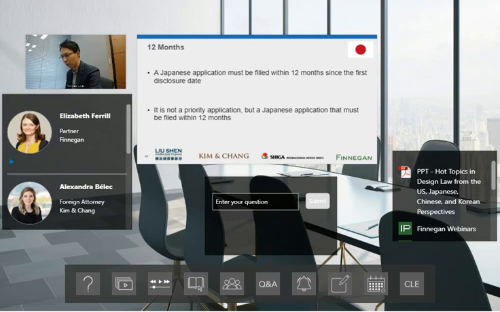A Japanese application must be filed within 12 months since the first disclosure date. It is not a priority application, but a Japanese application that must be filed within 12 months. Foreign applicants often misunderstand these requirements. So even if a priority application is filed within 12 months since the first disclosure date, it is still necessary to file a Japanese application within 12 months since the first disclosure date. I think that this requirement will be the same as that in South Korea.